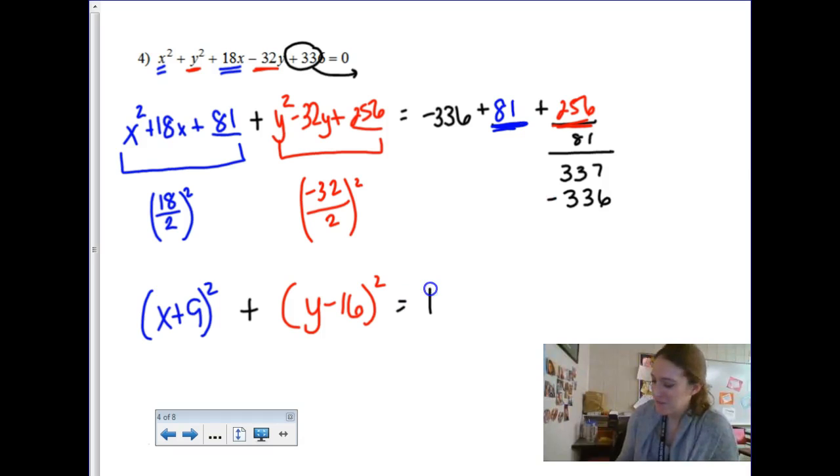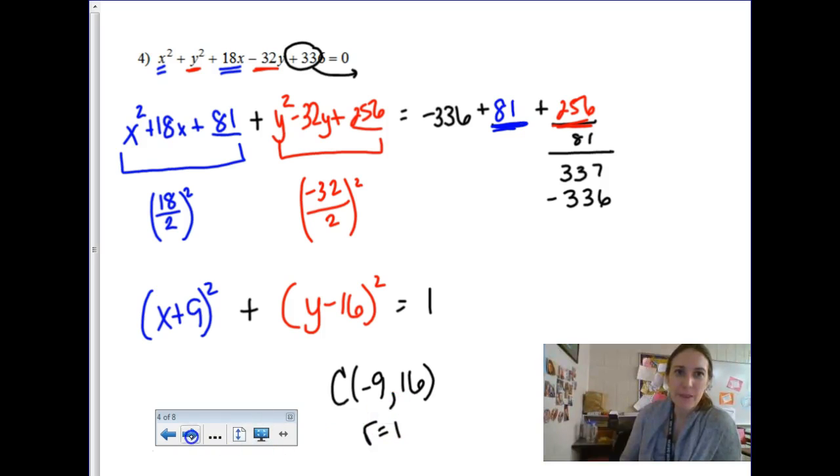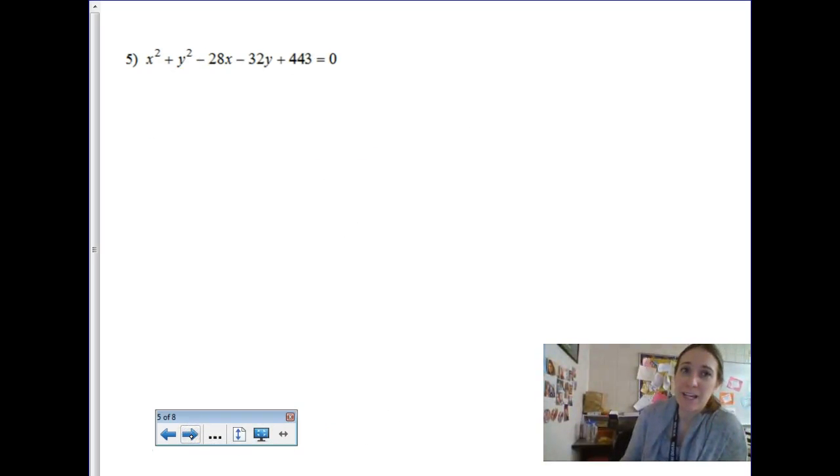That's a 1. Alright, so I promise to give you ones that come out pretty nice, guys, on tests, so don't panic. I'm not going to make you do anything terrible. The center is at (-9, 16), and then the square root of 1 is still going to be a 1 for the radius length. It really doesn't get any more complicated than that.